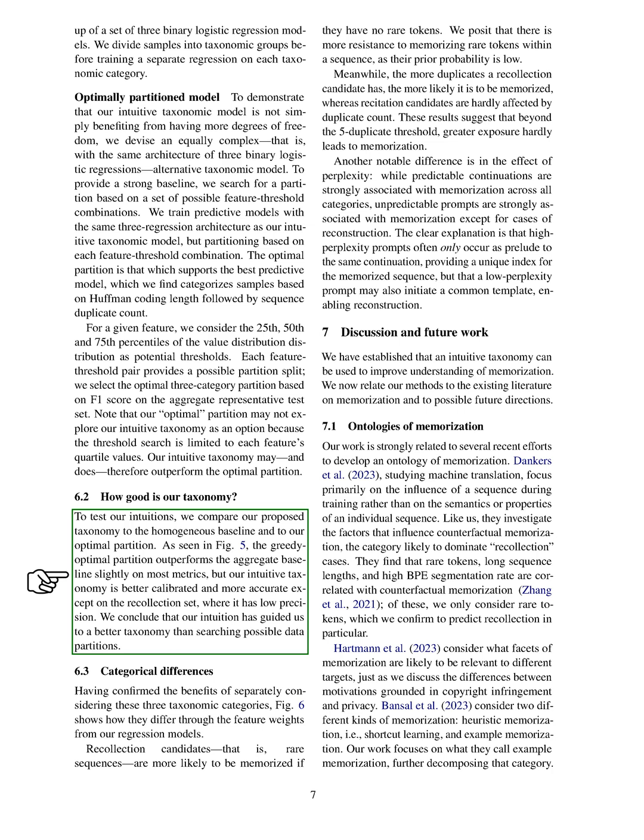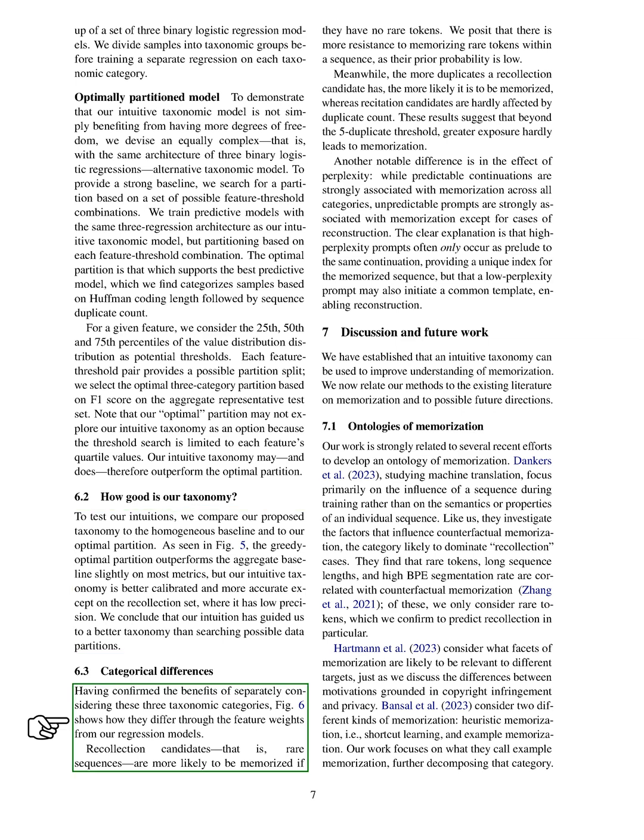To evaluate our taxonomy, we compared it to a homogeneous baseline and the optimal partition. The greedy optimal partition slightly outperformed the baseline on most metrics, but our intuitive taxonomy was better calibrated and more accurate overall, except for the recollection set where it had low precision. This comparison led us to conclude that our intuition guided us to a better taxonomy than searching for different data partitions. We then explored the differences between the 3 taxonomic categories using the feature weights from our regression models.